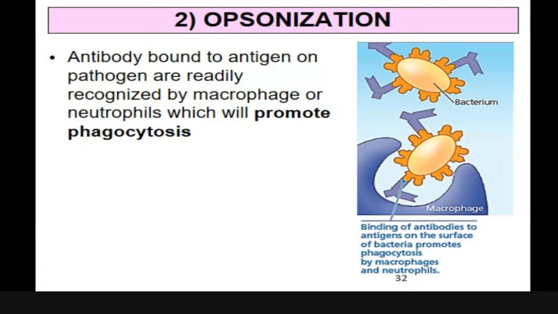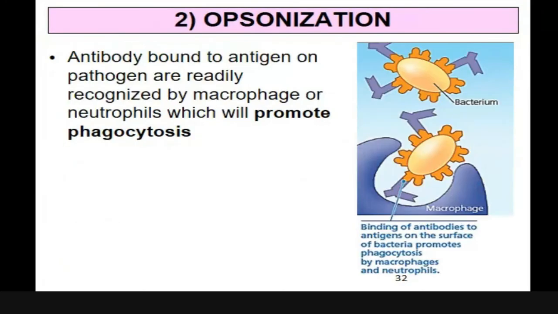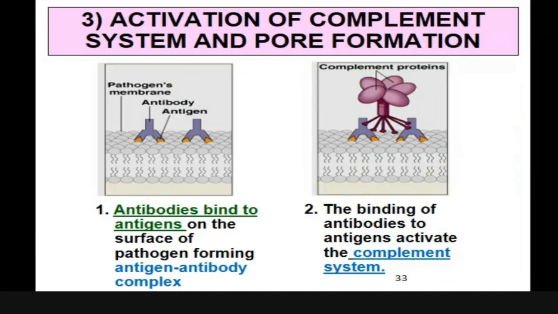The second interaction is by opsonization. It happens when antibody is bound to antigen on the pathogen, then it is readily recognized by macrophages or neutrophils and promotes phagocytosis. Binding of antibodies to antigen on the surface of bacteria promotes phagocytosis.